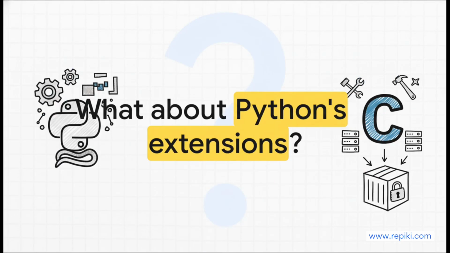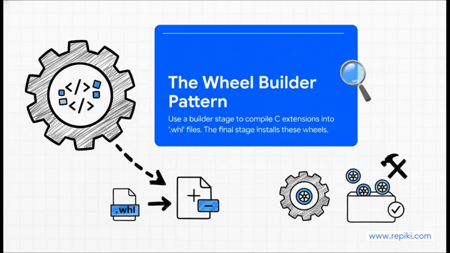Python has a very similar challenge. You know how many popular libraries, like NumPy or Pandas, actually need a full C compiler and a bunch of development headers just to be installed? Well, you need all that stuff to build them, but you definitely don't want it hanging around in your final image. And for that, we have the wheel builder pattern.